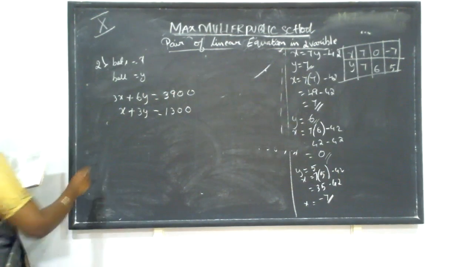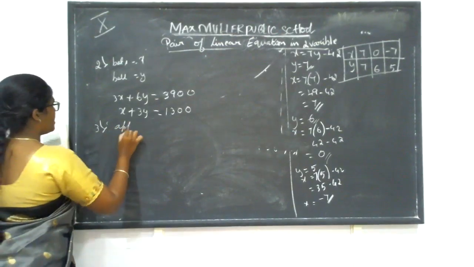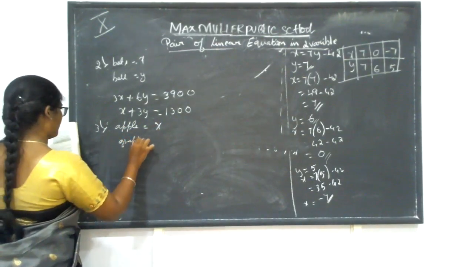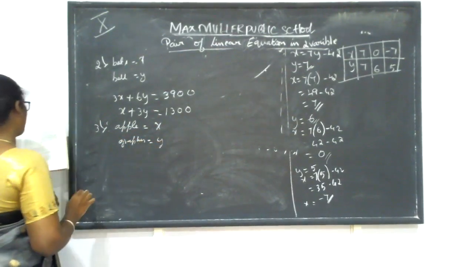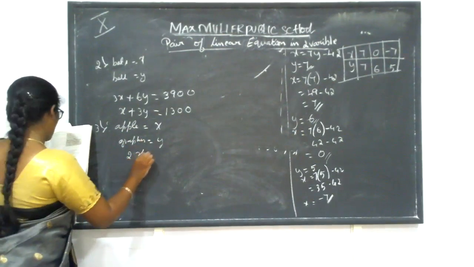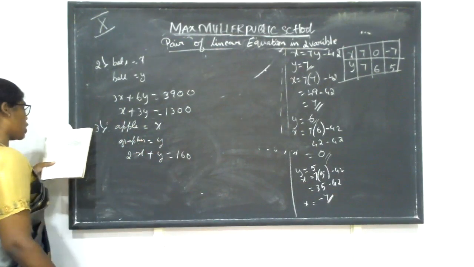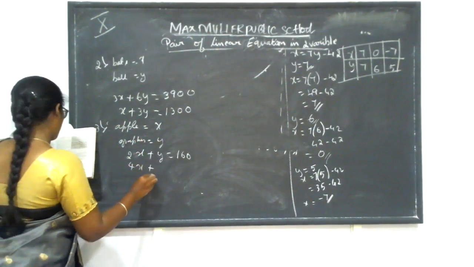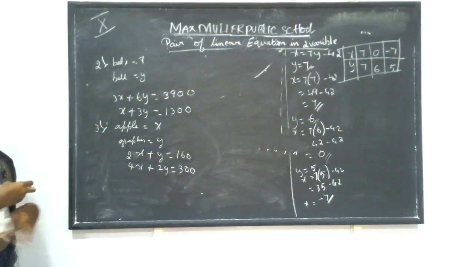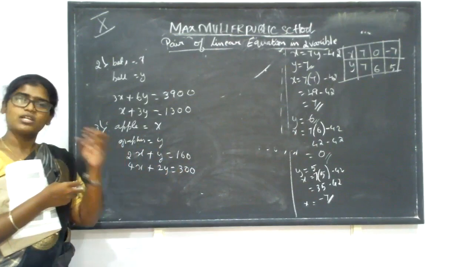Try this and come. Then the third question, you have apple and grapes. Apple is taken as X and grapes is taken as Y. So if you take apple as X and grapes as Y, what is the equation? 2 kg of apple will be 2x plus 1 kg of grapes will be Y, which is equal to 160. Then the cost of 4 apples, 4x plus 2y is equal to 300. Here also you have 3 decimal points. So take 2 decimal numbers, you will get the answer with a short number.